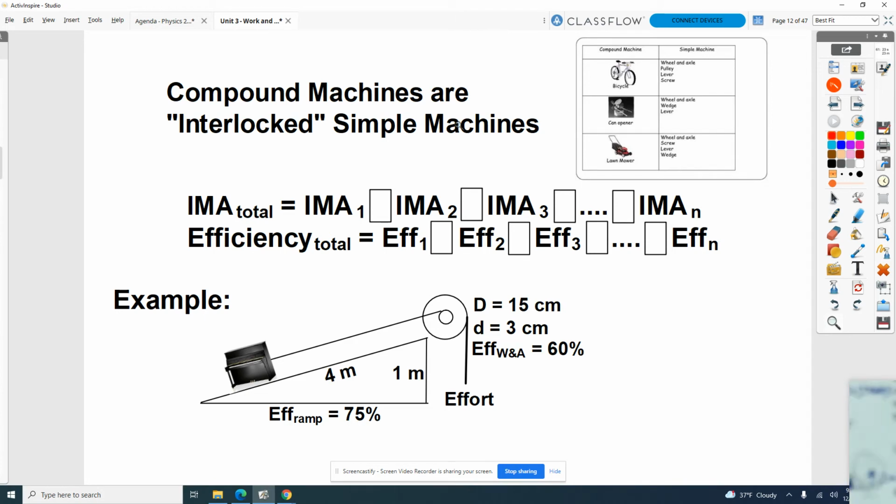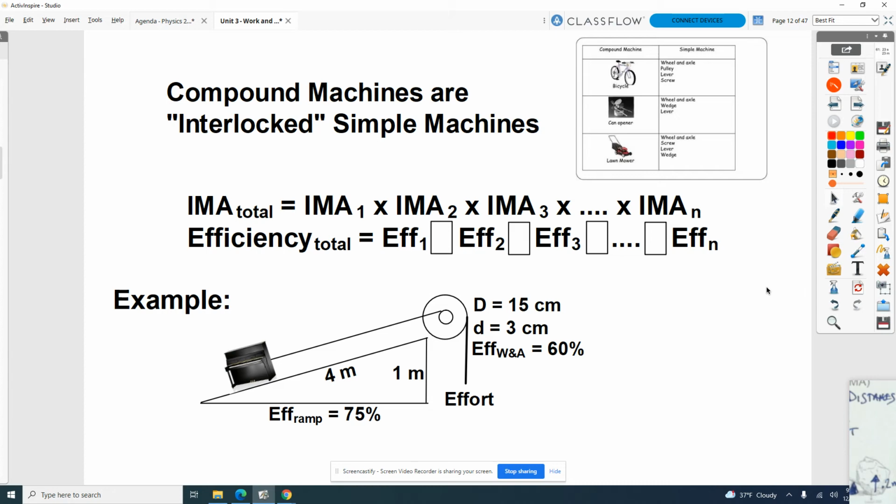Now the nice thing about compound machines is that we can get some pretty large mechanical advantages. So the mechanical advantage of each machine sort of multiplies with the other ones. If the first one makes an ideal mechanical advantage of 5, and the next one makes it 4 times greater, well, 5 times 4 would be 20, and so we can start to get some pretty large mechanical advantages. So we just multiply the IMAs together.